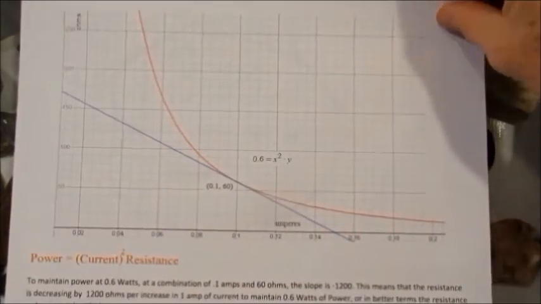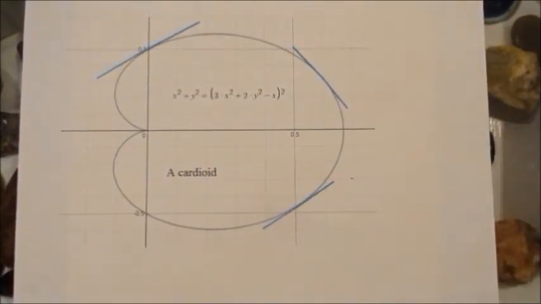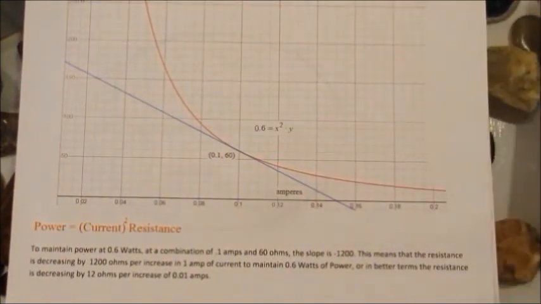We also could have an example like this cardioid, where it's not a function, but it certainly is a curve that might be studied. And at every single point, there's a slope. If we wanted to find those slopes, we would have to do so implicitly because X and Y are blended in the formula. We've got a nice example here about power equaling current squared times resistance. X is current in amperes and Y is resistance in ohms. And if we wanted to know the slope at any point, we could do so implicitly.